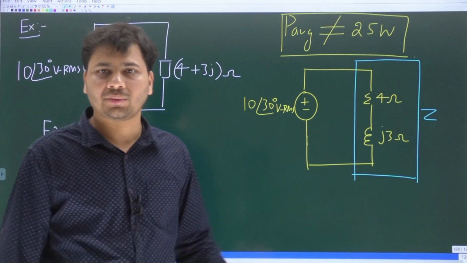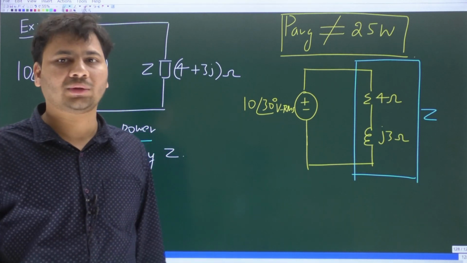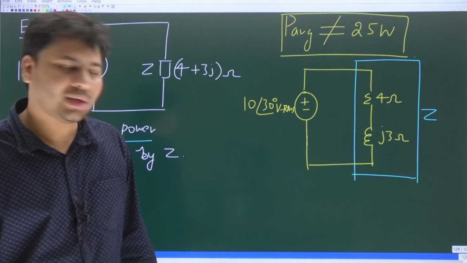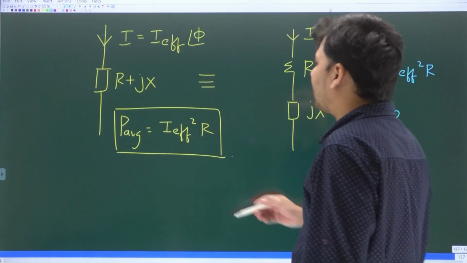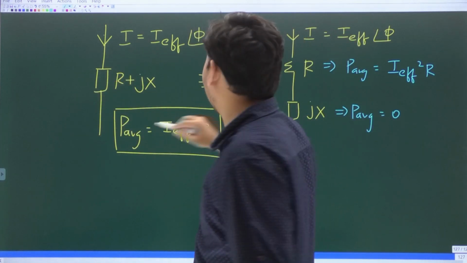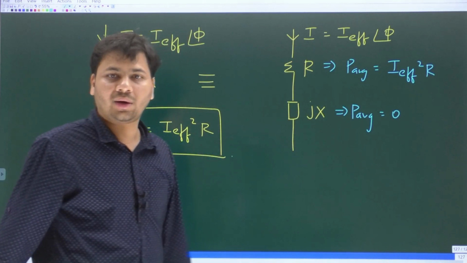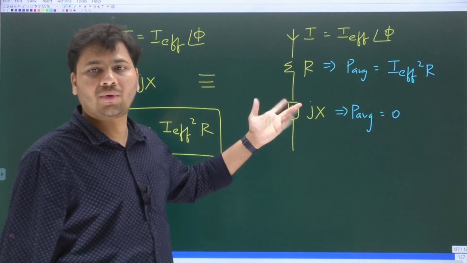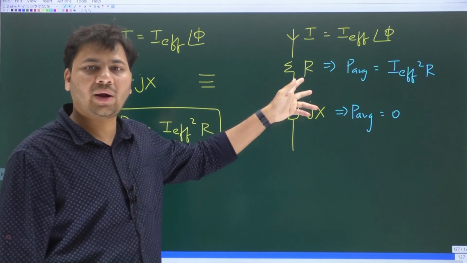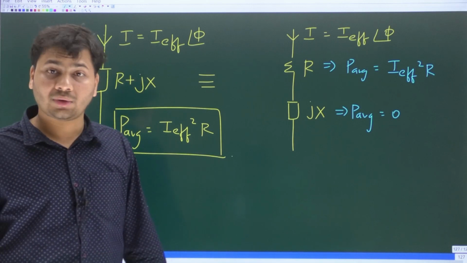Whenever you have an impedance, always try to find the current. Once you find the current flowing through the impedance, the same current will flow through R as well as the reactive part. If you go back to the previous case, the current is given for the impedance. You can see the same current flows through R as well as the reactive component. Because the same current flows through both R and jX, you can simply multiply I effective squared and the resistance to get the average power dissipated by the impedance itself.